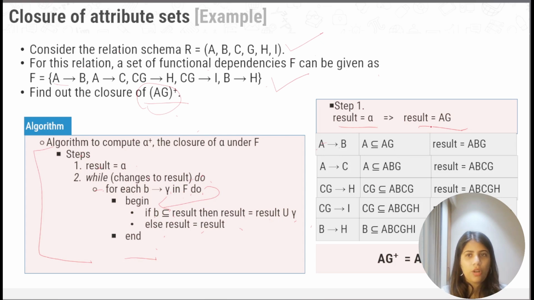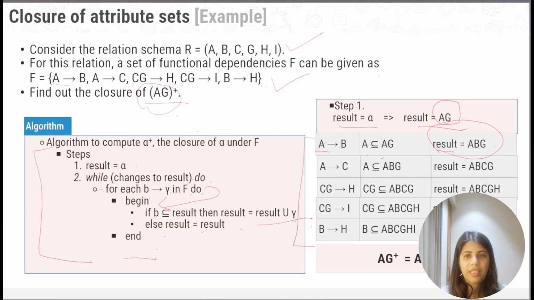So A is a subset of AG. We know that. So we can say that result ABG, because we have to take the union here. So we are checking the first condition that A determines B and A is the subset of AG, then we can do the union of them.